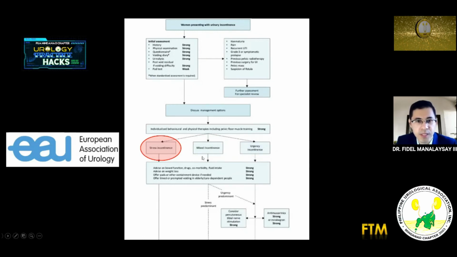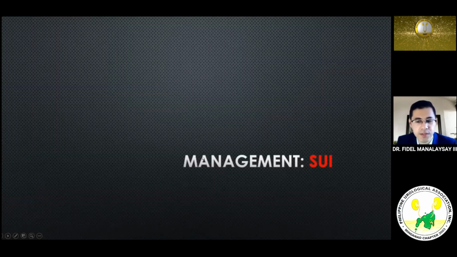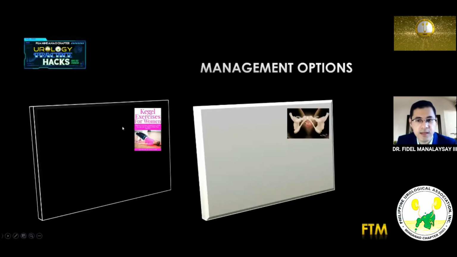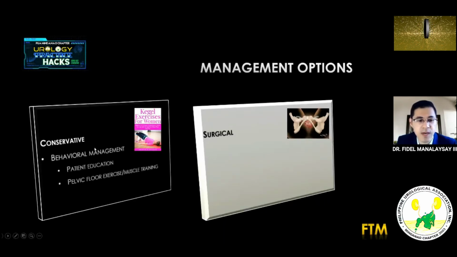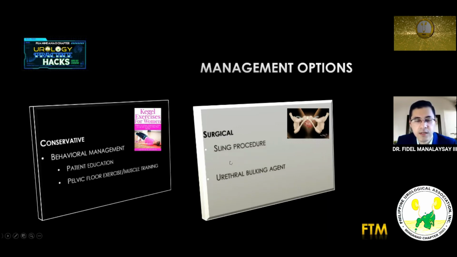So in the management, particularly of stress urinary incontinence, the management options can be divided into two. First of which is conservative, and then surgical. Under conservative is behavioral management. Under behavioral management is patient education and pelvic floor exercise or muscle training. In surgical, we can do either a bulking agent procedure, sling procedure, colposuspension, or artificial urinary sphincter.